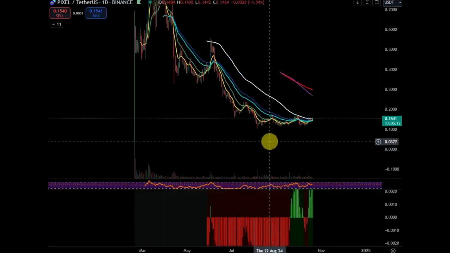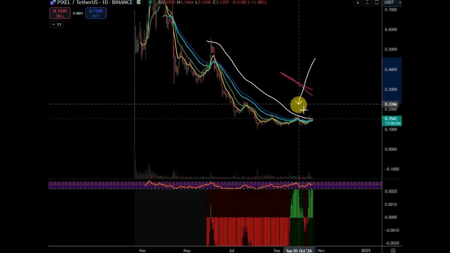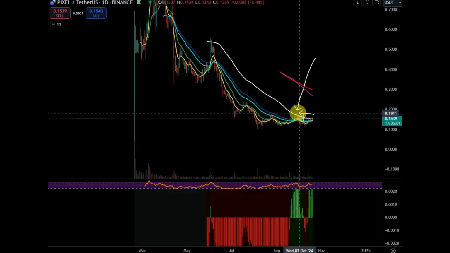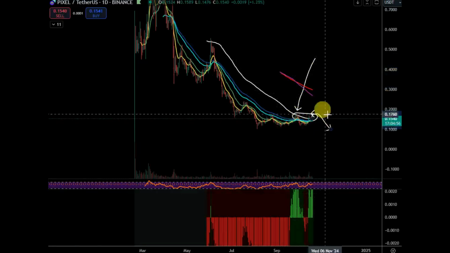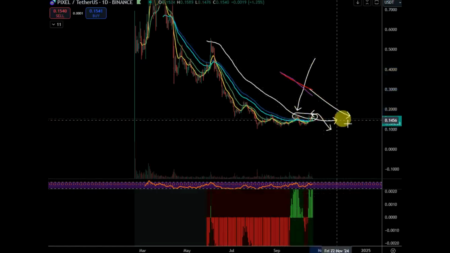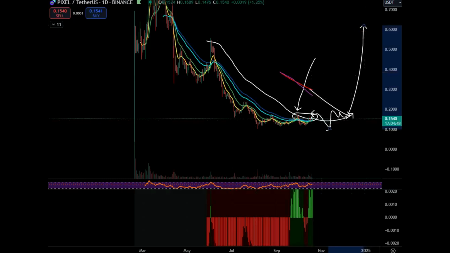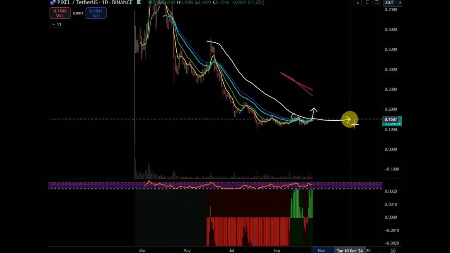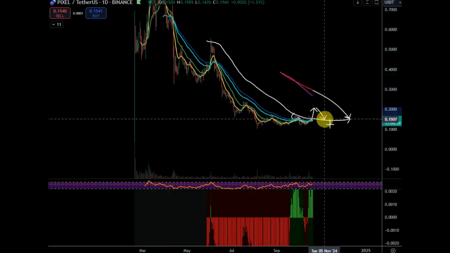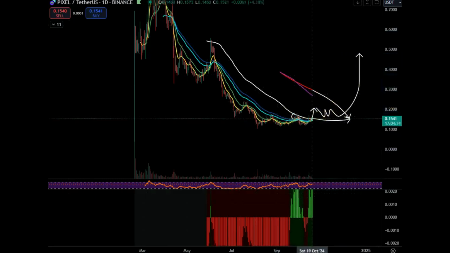Now, what I will say is that sometimes the first attempt at an apex can fail. The question here is, was this the first time, or is all of this the first time? Is this going to move up a little bit and then fail, come back down, and allow these moving averages to curl down, and then price comes back up into it and gets the real move? Or was this the real move, and now we're moving up into the apex, and then price holds, and then you break out of the real apex? That's kind of what we need to find out.